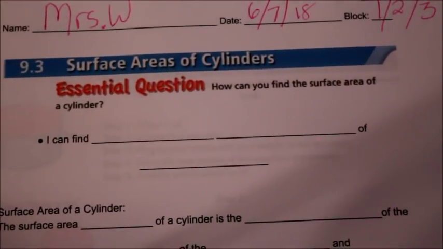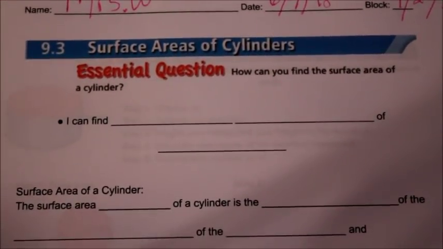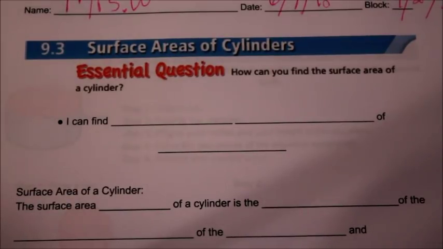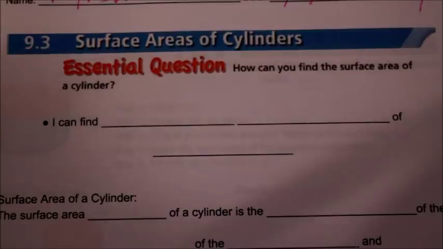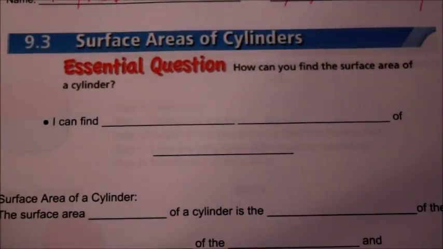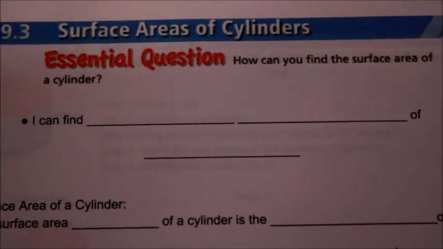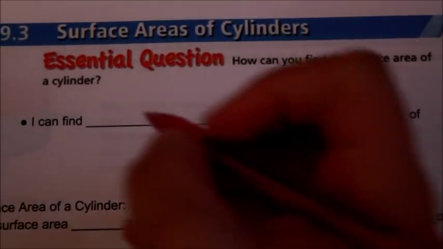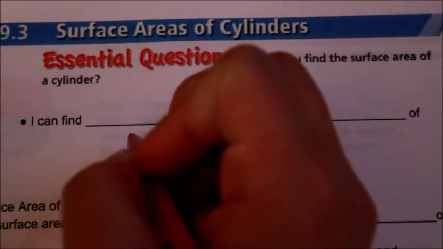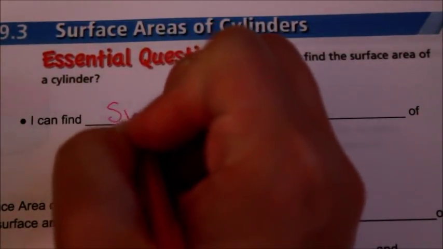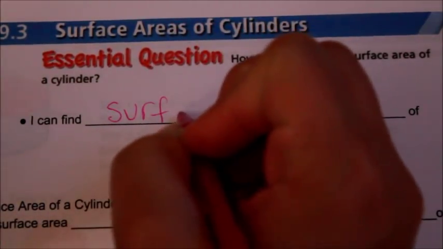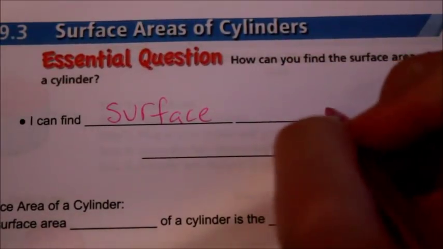Alright, today we're looking at section 9.3. Our central question is, how can you find the surface area of a cylinder? And our I can statement is, I can find surface areas of cylinders. Pretty straightforward there.